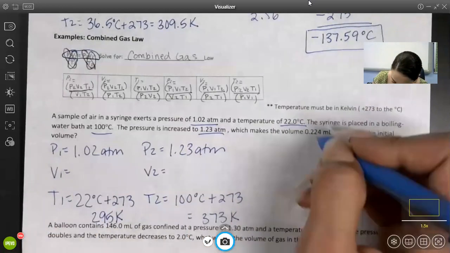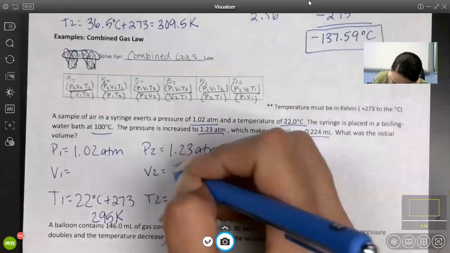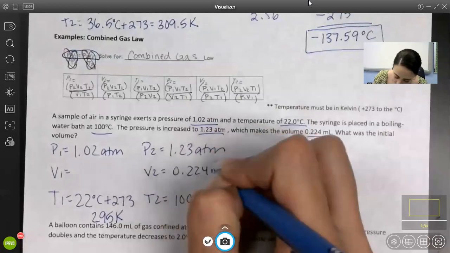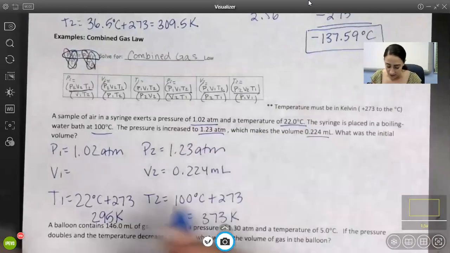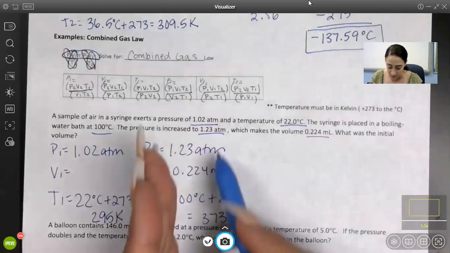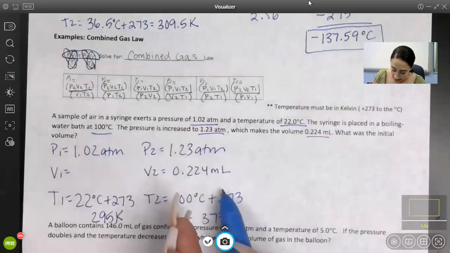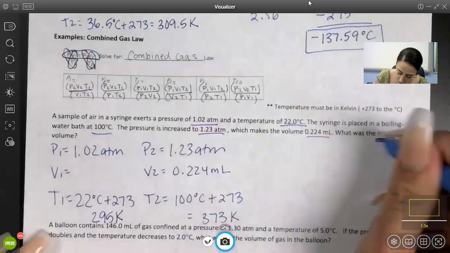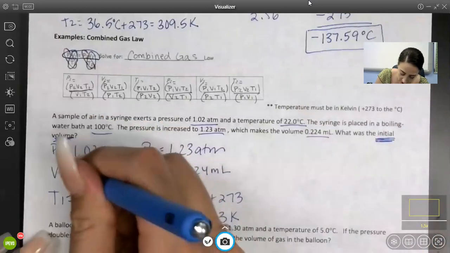And then it says the volume goes to 0.224 milliliters. So that is your second volume, okay? That goes with the other second pressure and second temperature. It asks you, what is the initial volume? So you are looking for V1.